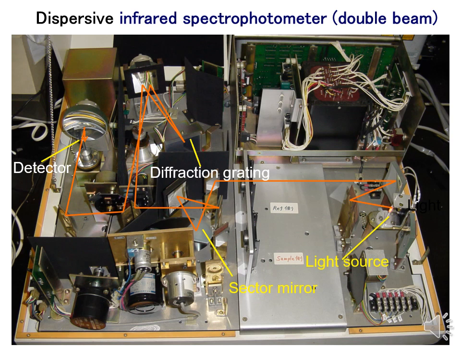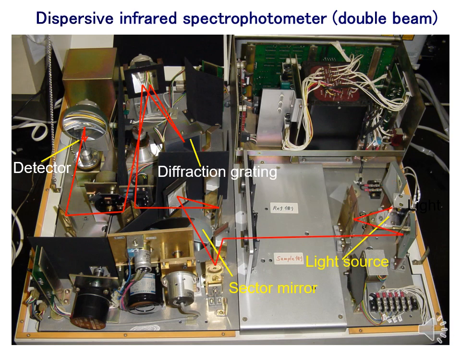The light emitted from the light source passes through the optical path of the reference light, is reflected by the sector mirror, is reflected by the collimator mirror, is dispersed by the diffraction grating, passes through the slit, and is detected by the detector.